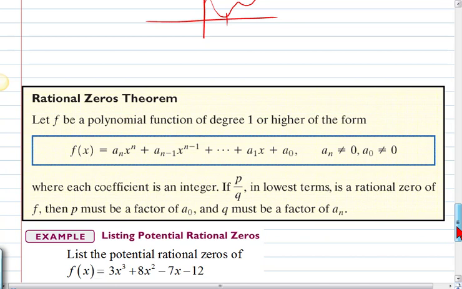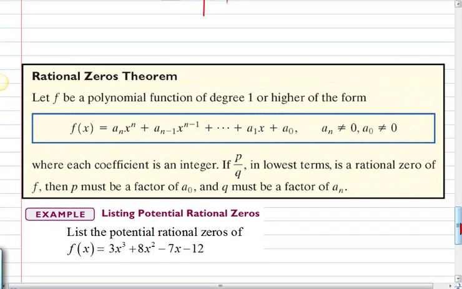Rational zero theorem. Let f be a polynomial function of degree 1 or higher of the form, there's our polynomial function, where each coefficient is an integer. If p over q in lowest terms is a rational zero of f, then p must be a factor of this number, and q must be a factor of this number. If you have any rational number that's going to be a solution or a root here, it's going to be factors of the constant term, that's the p, divided by the leading coefficient, that's the a sub n.